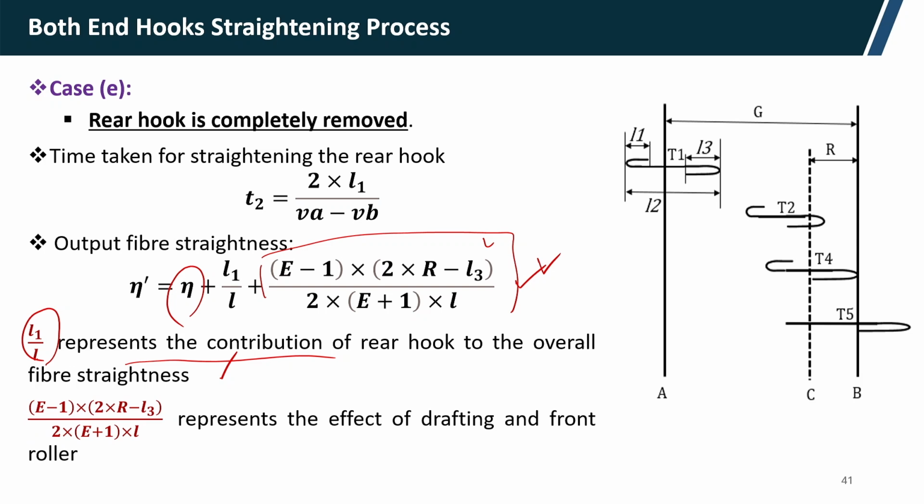So, L1 is the rear hook, and the second part represents the effect of drafting and front roller. So, R is the front roller distance, and E is the draft. So, that will affect the straightening.